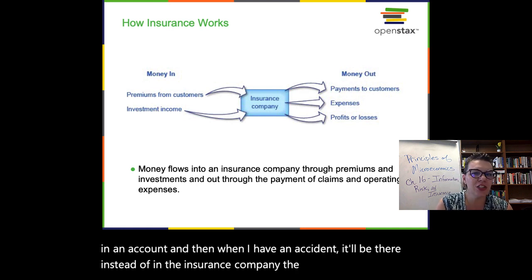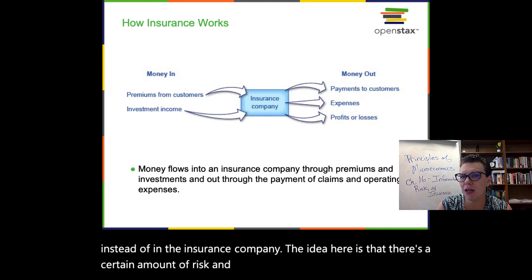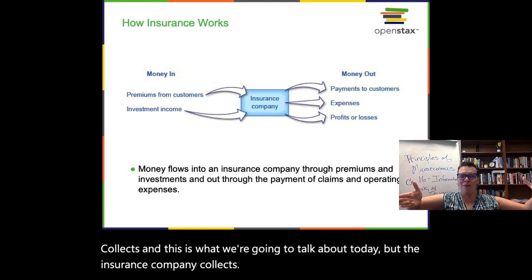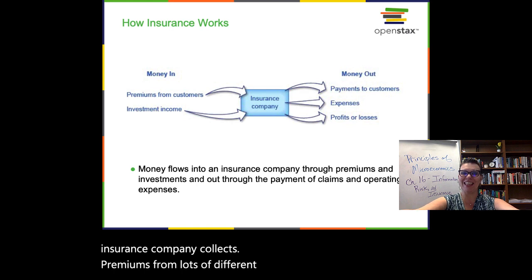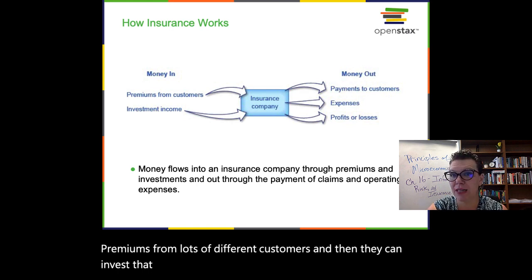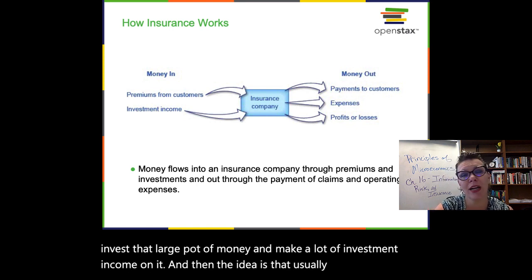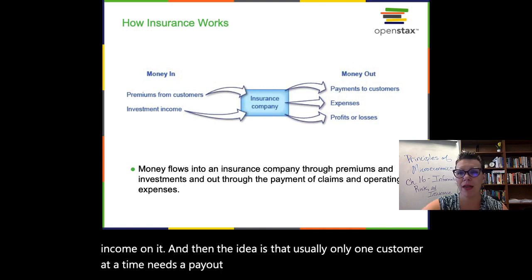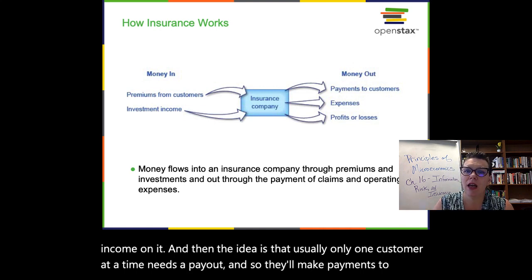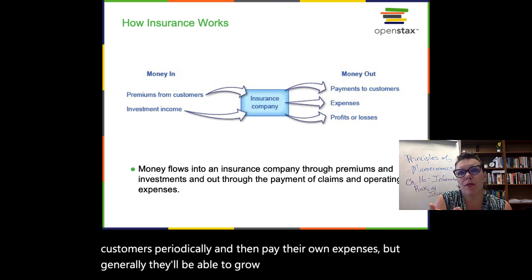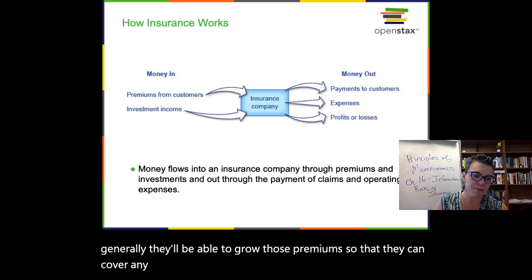The idea here is that there's a certain amount of risk. And so the insurance company collects, and this is what we're going to talk about today, premiums from lots of different customers, and then they can invest that large pot of money and make a lot of investment income on it. And then the idea is that usually only one customer at a time needs a payout, and so they'll make payments to customers periodically and then pay their own expenses, but generally they'll be able to grow those premiums so that they can cover any customer losses.